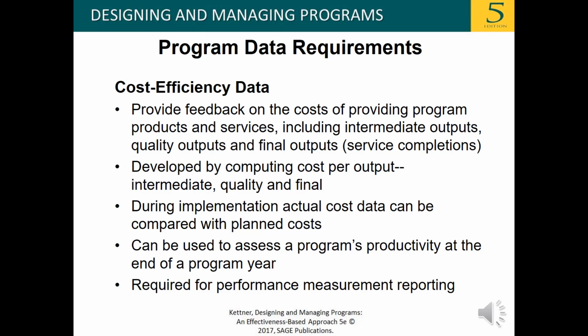Cost efficiency data provide feedback on the cost of providing program products and services, including intermediate outputs, quality outputs, and final outputs, the service completions. Cost efficiency data are developed by computing cost per output: intermediate, quality, and final. During implementation, actual cost data can be compared with planned cost. Cost efficiency data can be used to assess a program's productivity at the end of a program year, and it's required for performance measurement reporting.